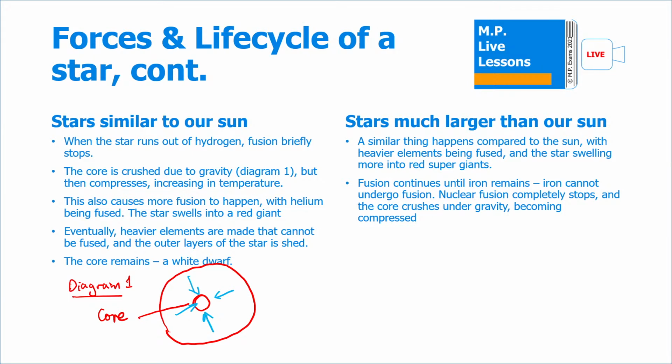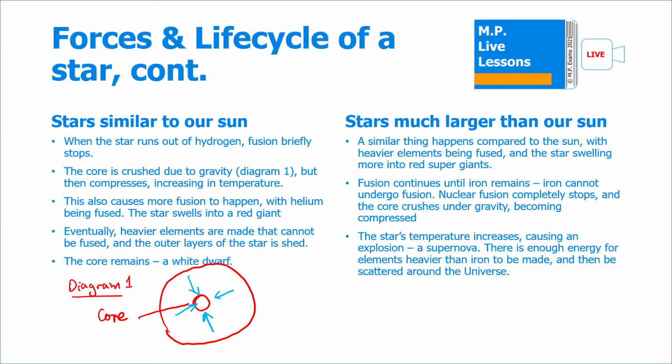When only iron remains, there's a problem. Iron cannot get fused. That means nuclear fusion completely stops for the last time, and the core crushes under gravity, becoming compressed, like before. Now the star's temperature increases, causing an explosion known as a supernova. Now this releases enough energy for these iron atoms to fuse together to form elements even heavier than iron. That's why we see elements like gold, for example, that's heavier than iron.